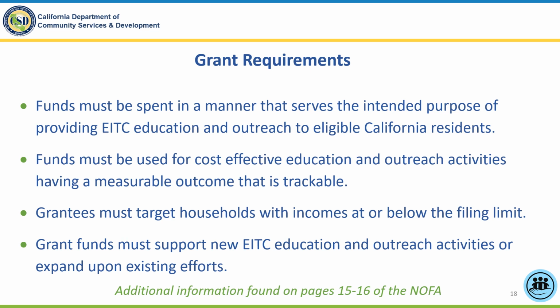First, funds must be used for cost-effective education and outreach activities having a measurable outcome that is trackable. For example, if your organization will conduct canvassing, the number of one-on-one interactions will need to be reported to CSD. Second, please ensure that you are targeting families with income at or below the tax filing limit. And third, the goal is to support new EITC education activities or expand current activities. For example, if you are only able to conduct door-to-door canvassing for one area, you will need to demonstrate how you will be expanding your door-to-door canvassing to other areas.